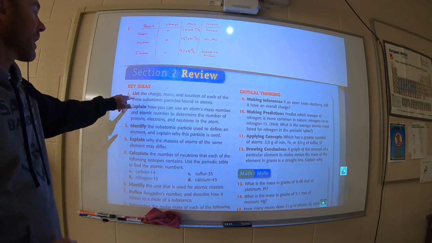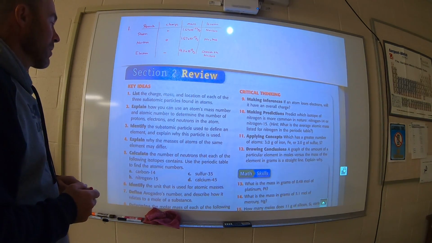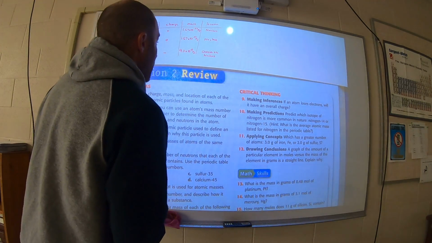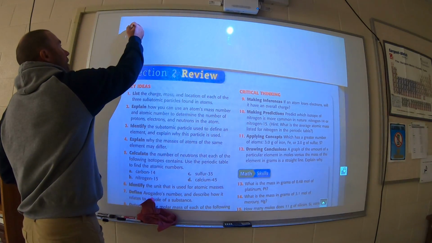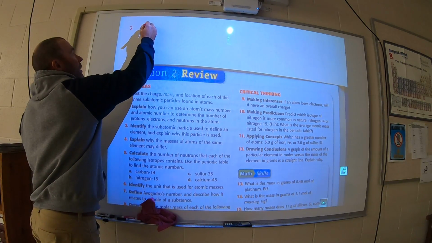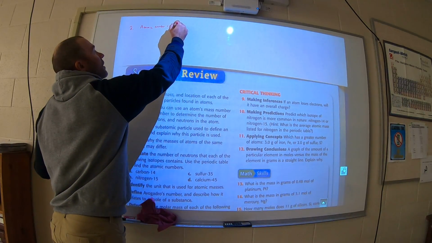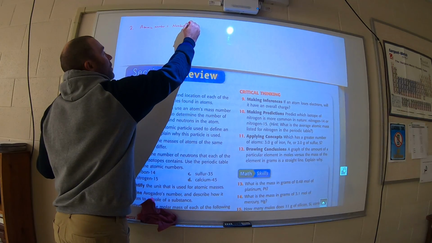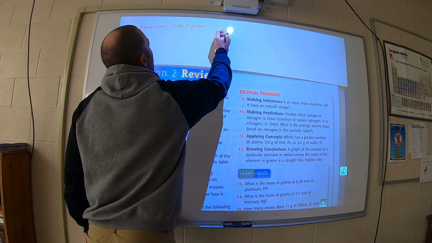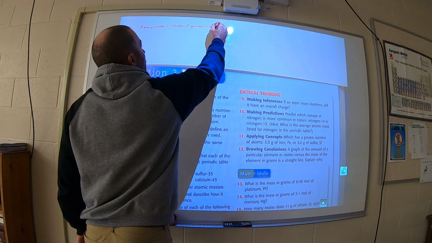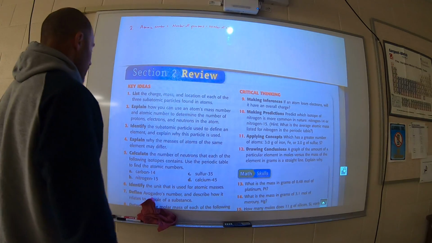So that answers question number 1. That's the charge, mass, and location of each of the 3 subatomic particles. Number 2, how can you use an atom's mass number and atomic number to determine the number of protons, electrons, and neutrons in the atom? So I'm going to erase this and put number 2 up here. So the atomic number equals the number of protons, which equals the number of electrons. I'm going to put E minus for the symbol for electrons.